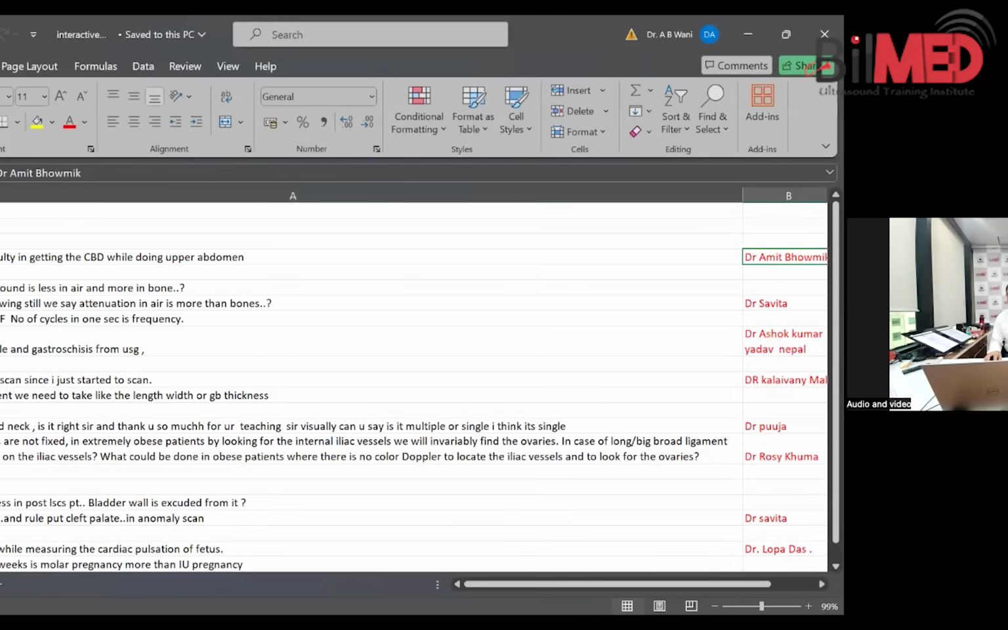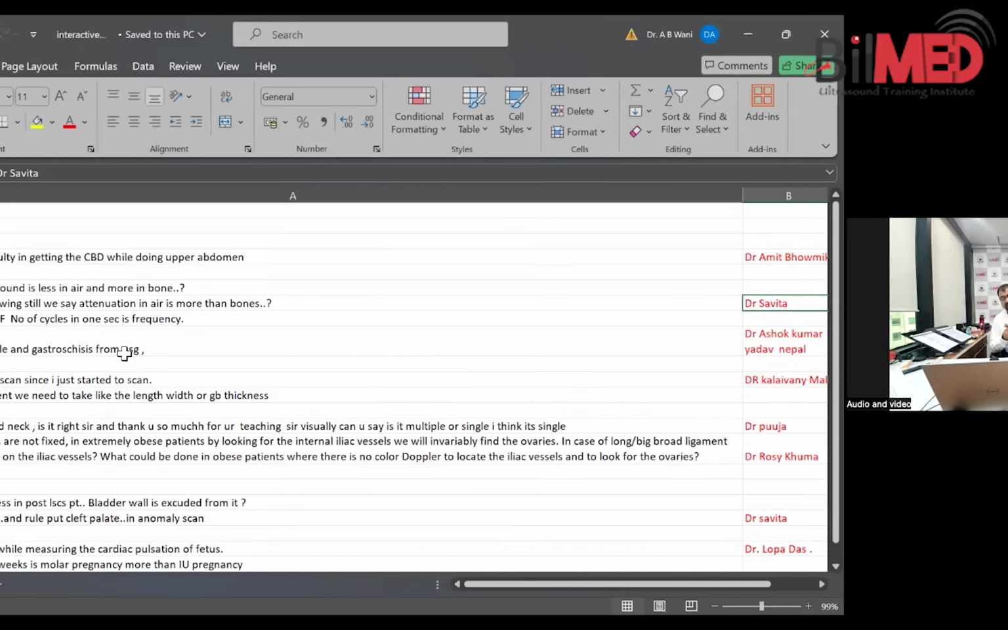And that is from Dr. Amit. Dr. Savita is posting the question regarding the propagation speed of sound, why it is less in air and more in bone. And the second question is why there is more attenuation in air than bones. And the third question is that the number of pulses in 1 second is pulse repetition frequency. Is it so? I'm elaborating the question actually. So these are the questions posted by Dr. Savita.